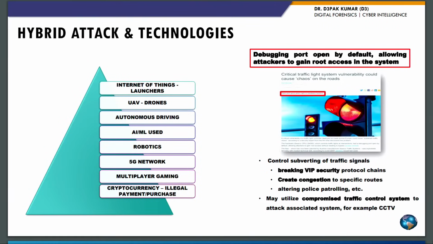Now next is about the hybrid attack. Have you ever thought about the technologies that are coming, like IoT, UAV drones, autonomous driving, artificial intelligence, machine learning, robotics, 5G network, multiplayer gaming, NFTs, cryptocurrencies? Sometimes this is also important for the same thing. So now in the slide we can see the methods which can tell how these technologies can be misused.